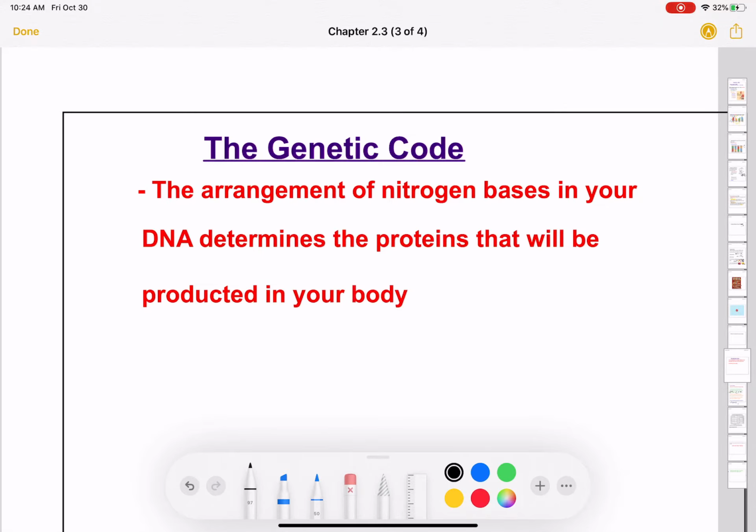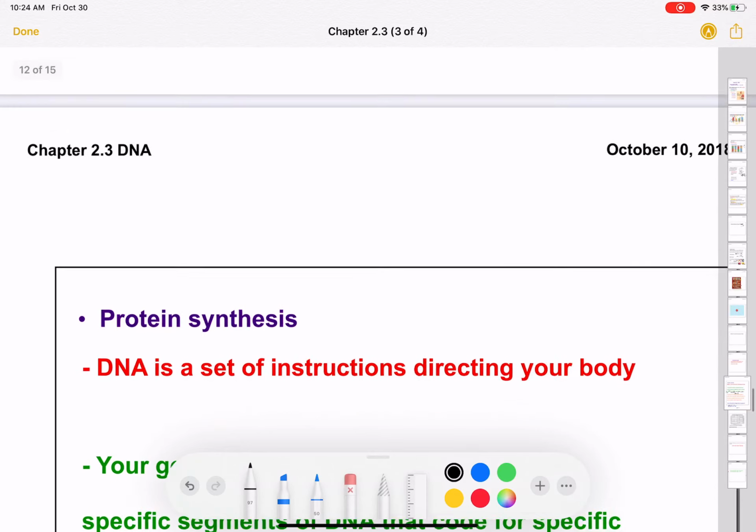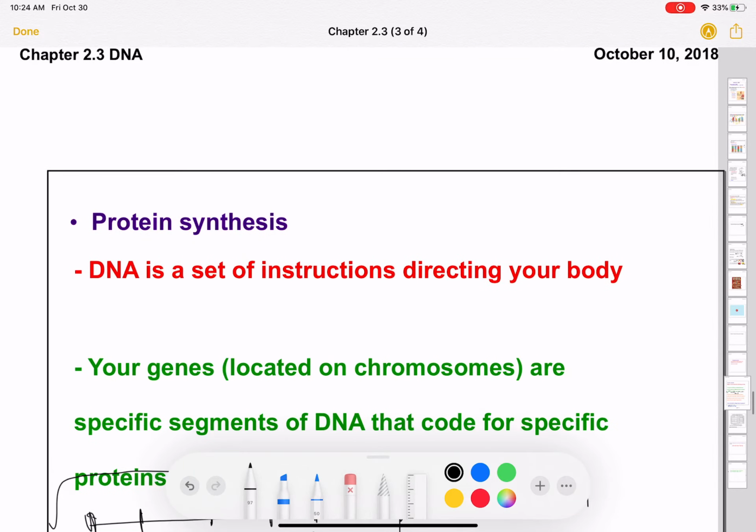So the genetic code, this is our last section here of our chapter 2.3. The genetic code is an arrangement of nitrogen bases in your DNA that determines the proteins that will be produced in your body. So every single piece of our DNA tells our body what types of proteins to produce. And proteins are important in many functions in our body. They are basically in every single process in our body.